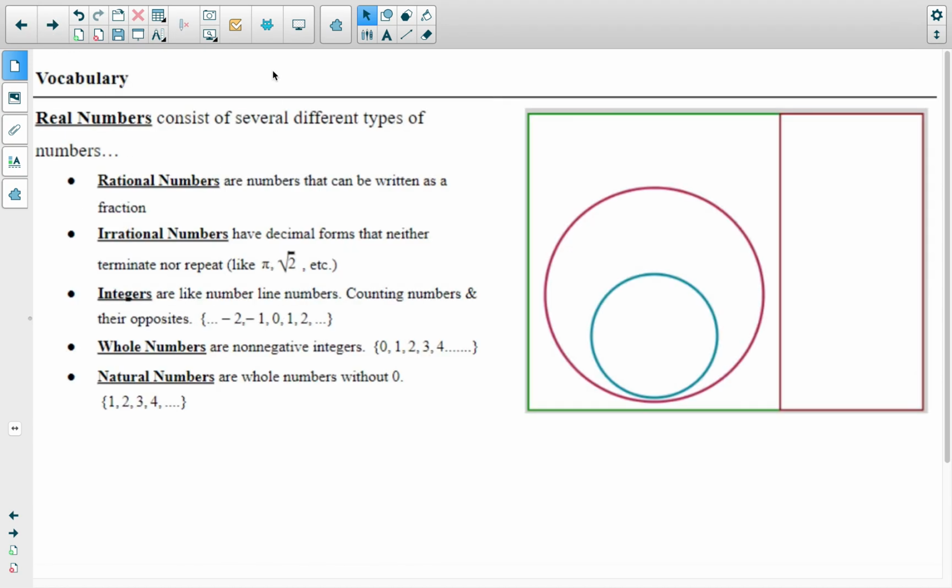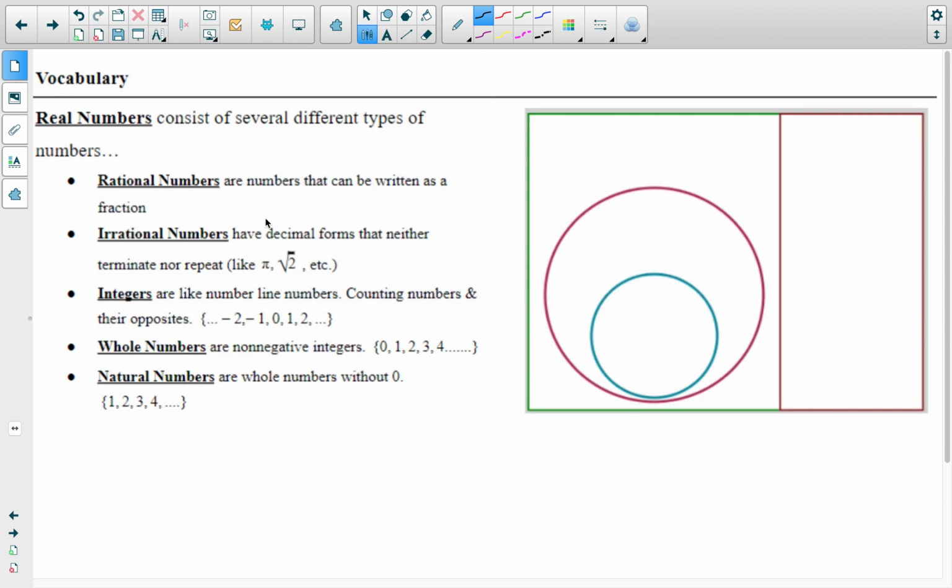So some vocab, since it's a content heavy lesson, it'll be a vocab heavy lesson as well. This should be familiar to you. Real numbers, when we talk real numbers, we just mean any number that is real. And up to this point, all the numbers you've seen are real. We will get into imaginary numbers later in the year. Real numbers have subsets. So rational numbers, irrational numbers, integers, whole numbers, and natural numbers.